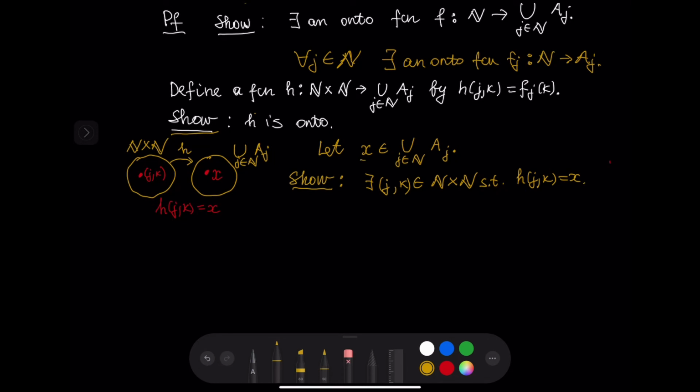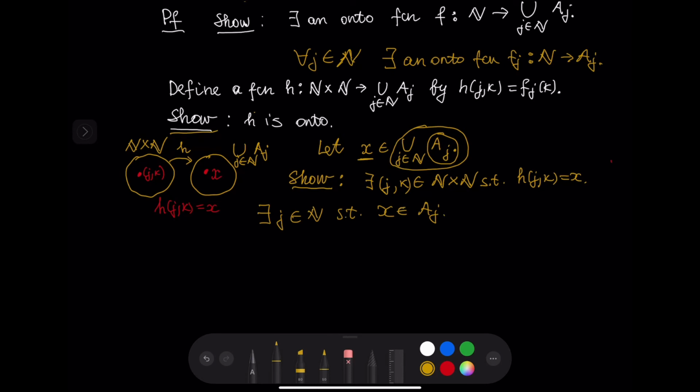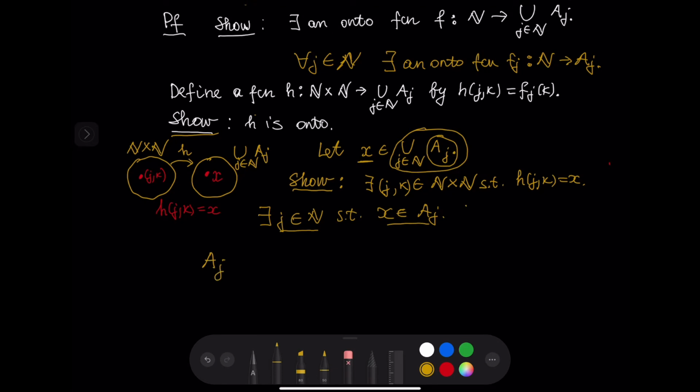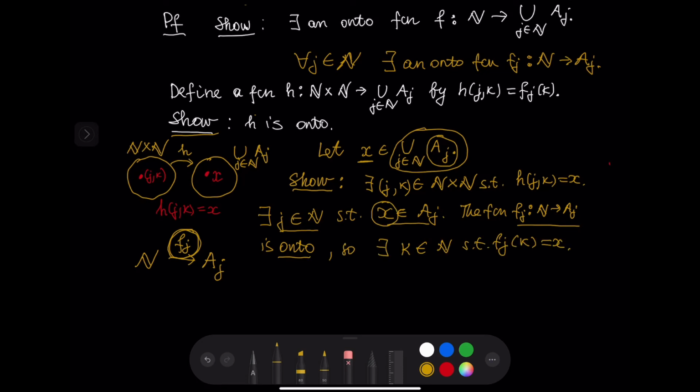So since the point x is in the union of all of the Aj, it must be in one of those sets, because it's in the union. So there exists j natural number such that x is in Aj. But let us recall that Aj is at most countable, so there exists an onto function fj that acts from N to Aj, and we already denoted this function by fj. So the function fj from N to Aj is onto, so for this x in Aj, there exists a natural number k such that fj of k is equal to x.